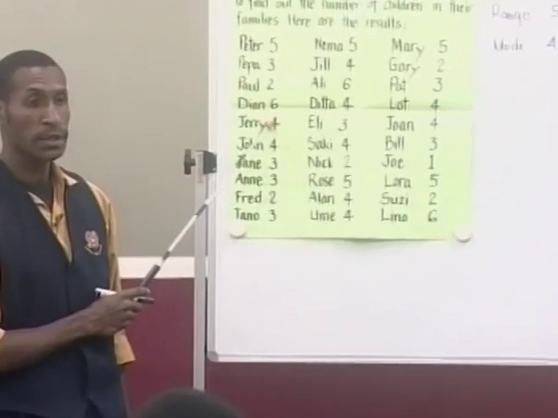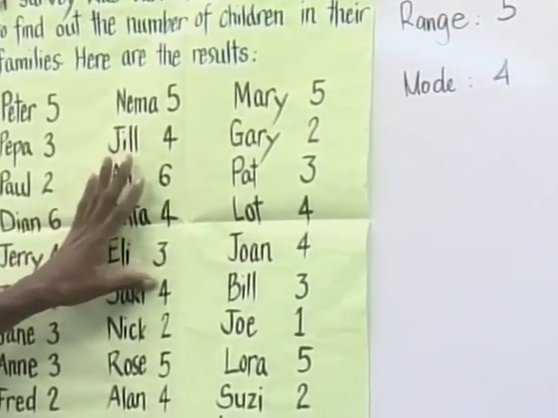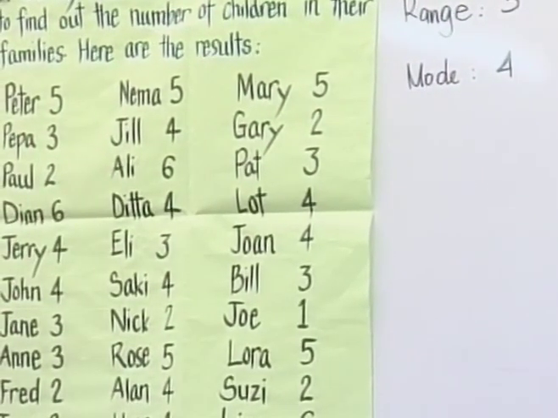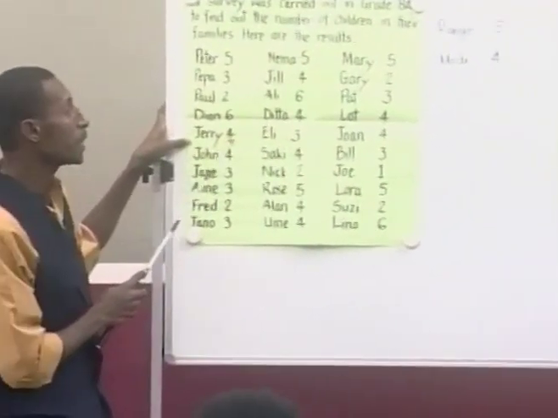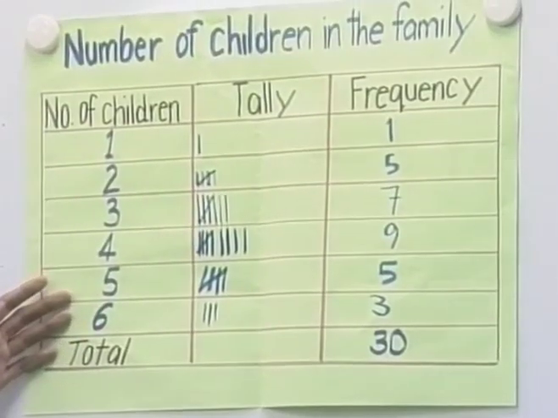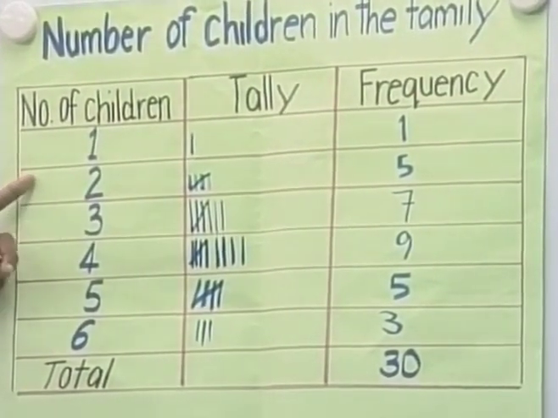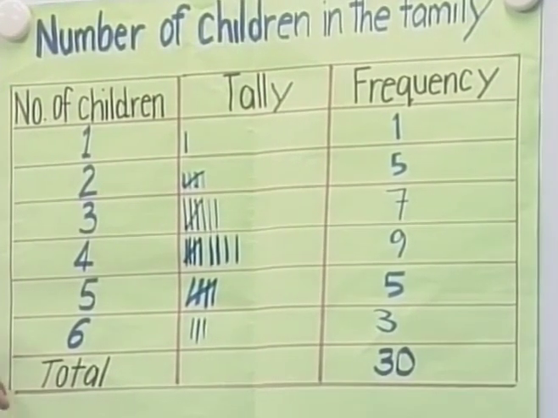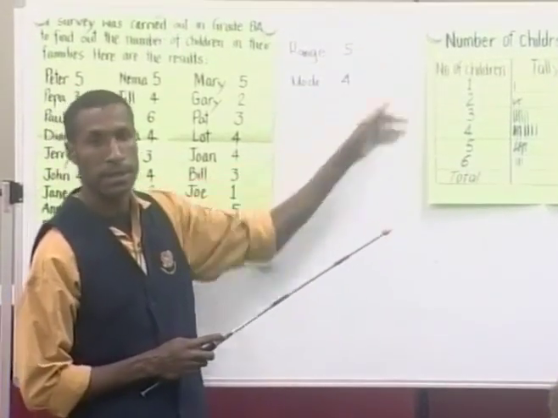Now this is the original data that was collected. We use this data, we also organize this original data in a table form. From this original data, if we say that the range is 5 and mode is 4, what about this table? Is the range still the same? Okay, the range is still the same. And the mode? The mode is still also the same. The mode is also 4 and the range is 5.